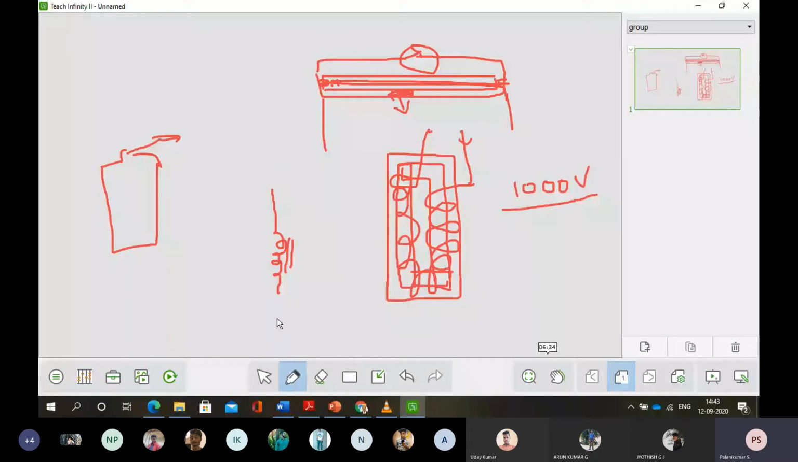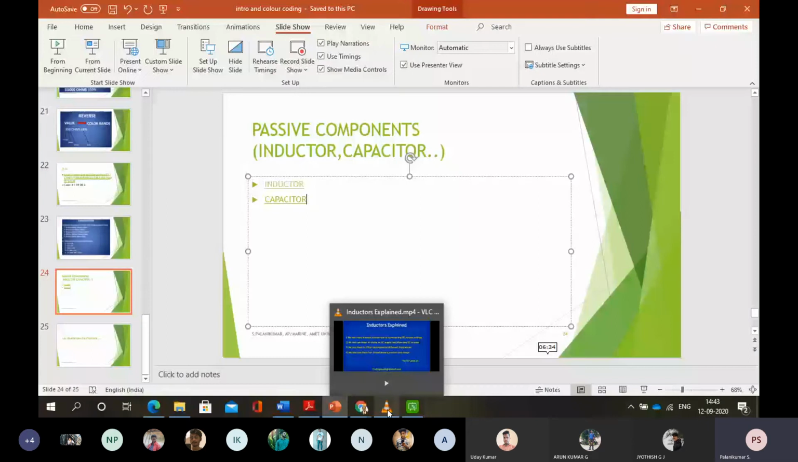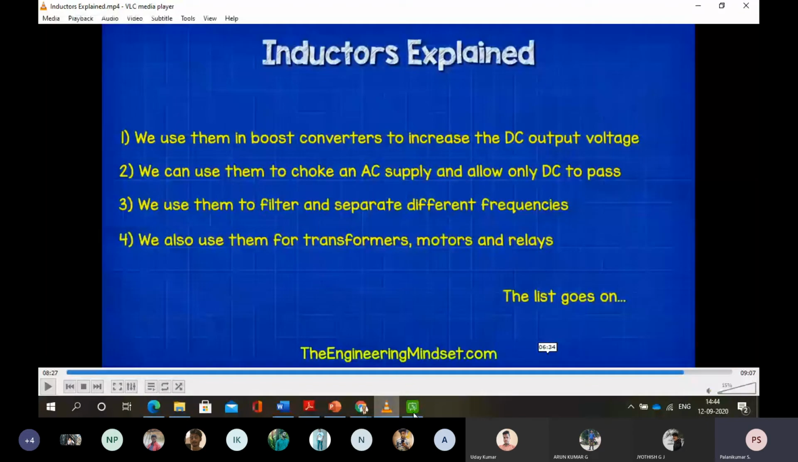So why I am telling this is that, relating this, you should be able to understand what the particular value is.